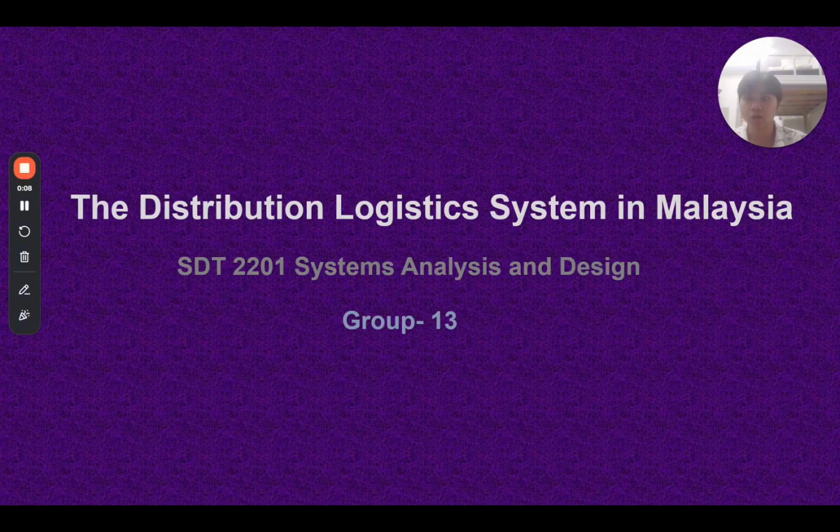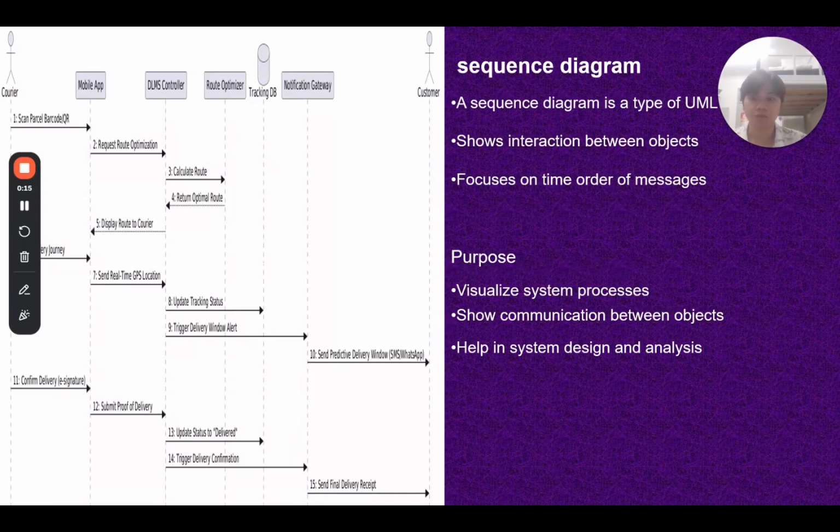Thank you. Everyone, today I will continue to present about the sequence diagram. First, let me explain what a sequence diagram is. A sequence diagram is a type of UML diagram that shows how different parts of a system interact with each other. It focuses on the order of actions, meaning it shows what happened first and next, and the last of the system.